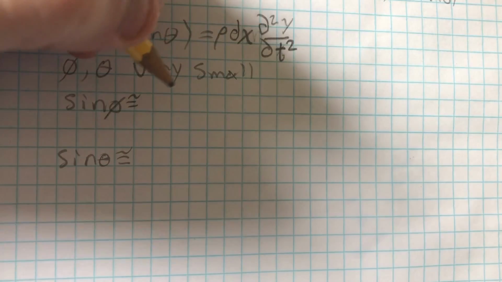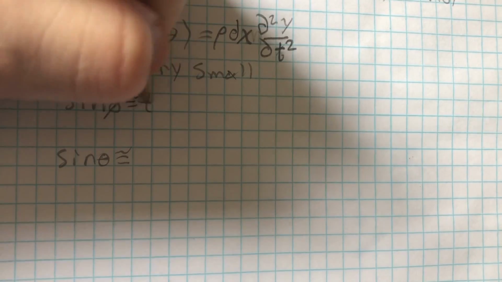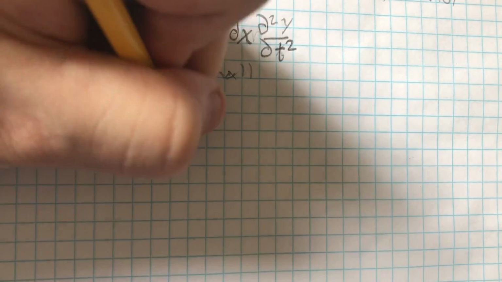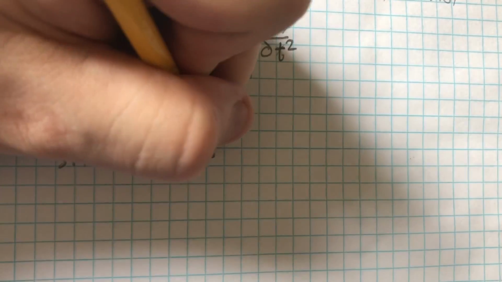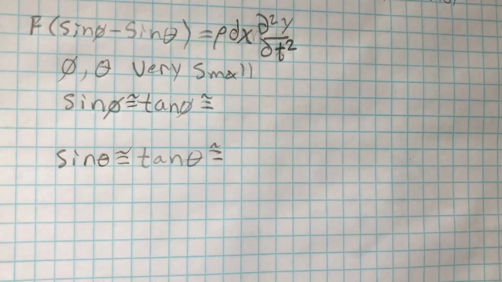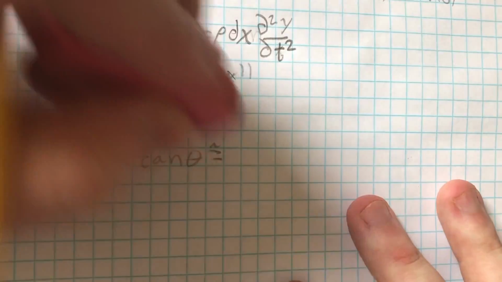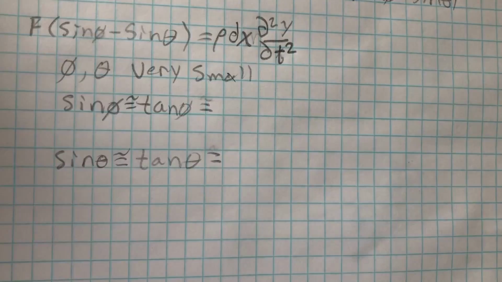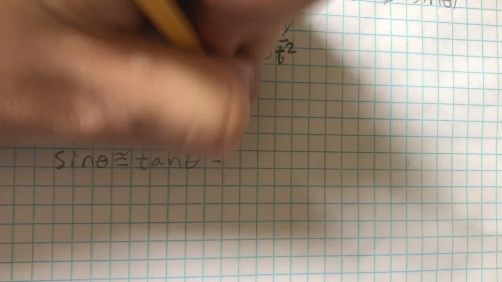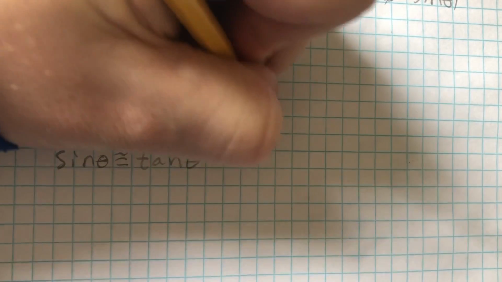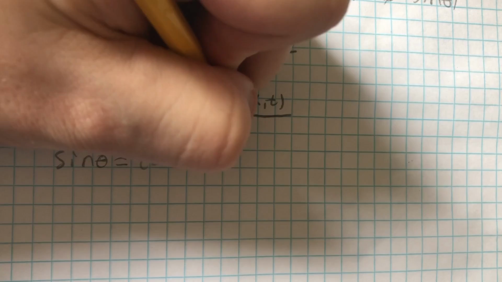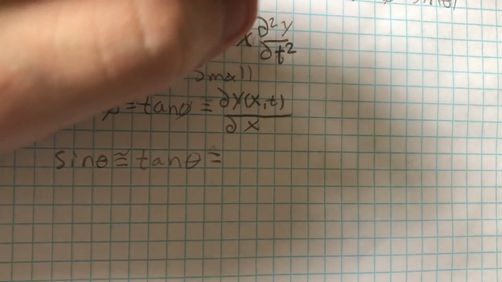Approximately. But this is also equal, or approximate, oh yeah, this is also equal, this is equal to partial y, x t, partial x.